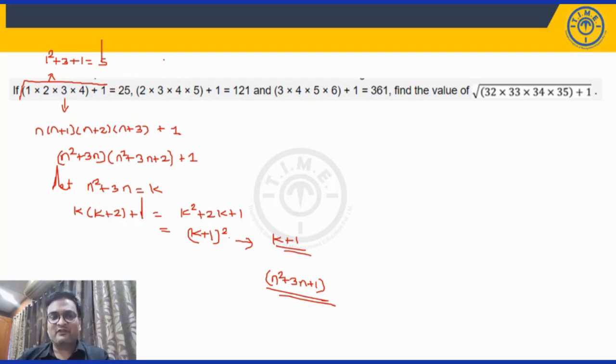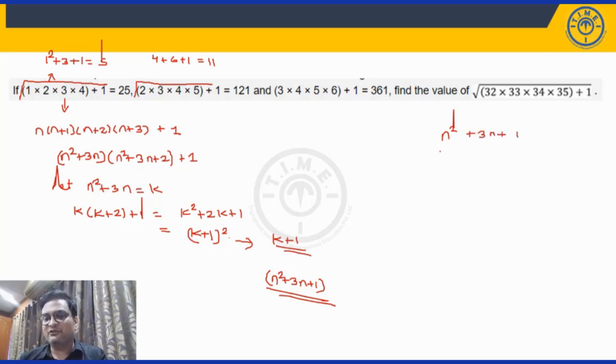Going ahead in the same manner, here n is equal to 32. So if n is 32, we'll get n square plus 3n plus 1, where n is 32. When you put n equal to 32, you'll get 32 square. How much is 32 square? It's 1024, plus 3 into 32, 96, plus 1. So when you solve this, you'll get 1121.